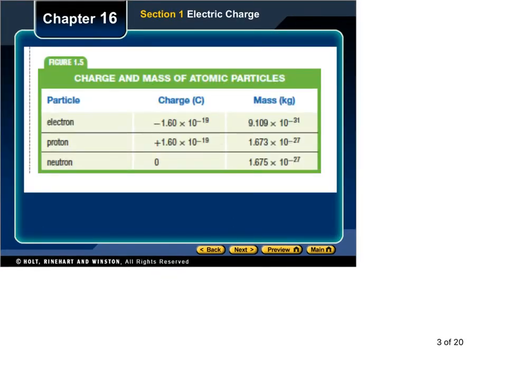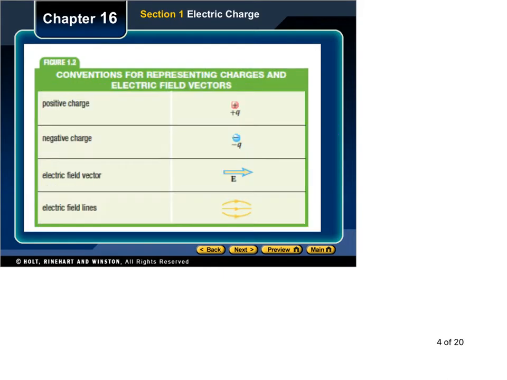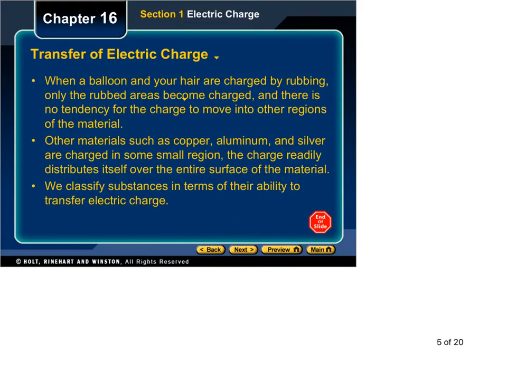A couple charts first. One just giving basic fundamentals of the electron, proton, and neutron, masses, and charge in coulombs. And then some conventions for representing charges in electric field vectors: positive charge, plus Q, negative charge, field vectors, electric field lines, things we'll be using as we go along.